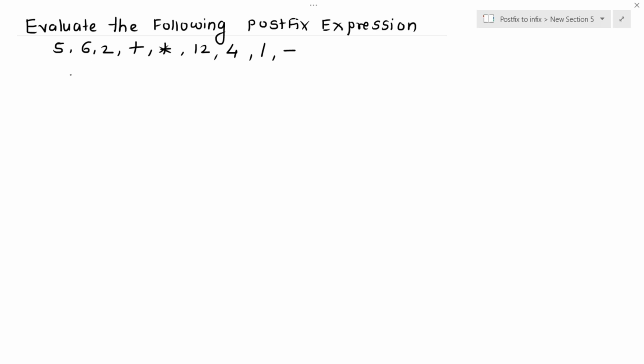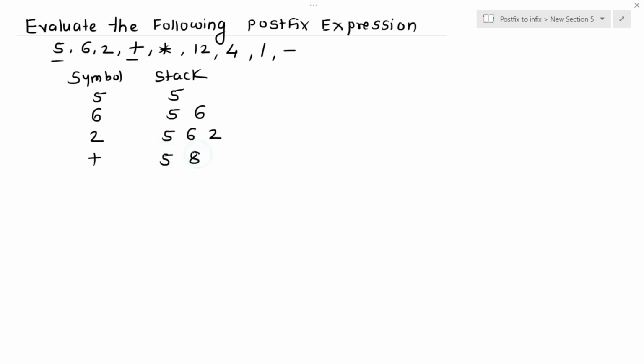So write down again the same, symbol and stack. Now the first symbol is 5. So keep it inside stack. Then 6. Here we have 5 and 6. Then the next symbol we have is 2. So here we have 5, 6 and 2. The next one is a plus. Now we have top of the stack 6 and 2. So here write down 5, 6 plus 2, that is 8.